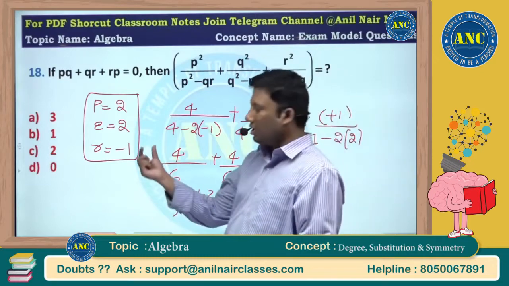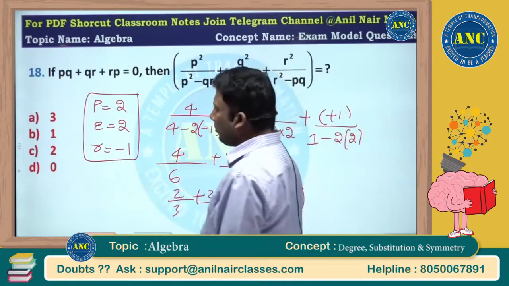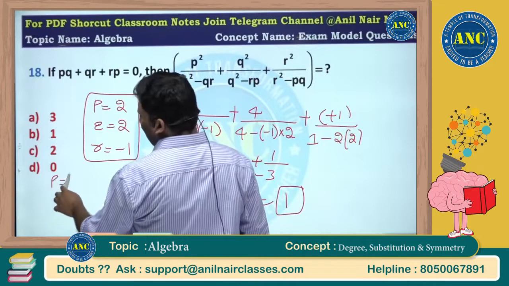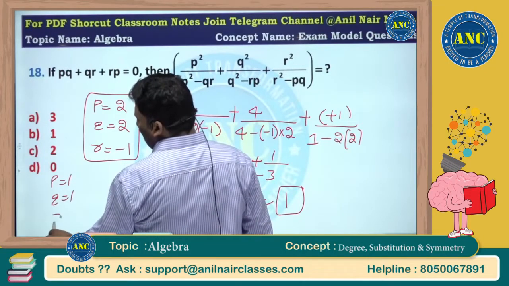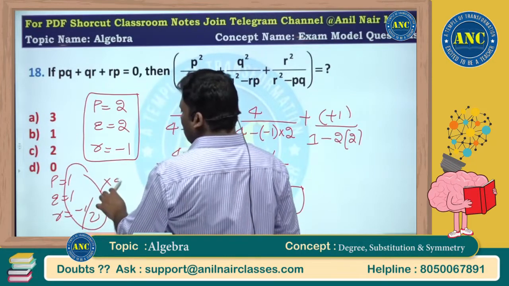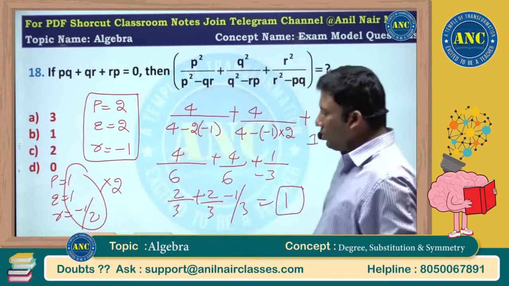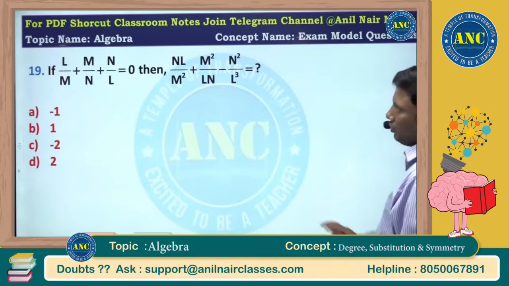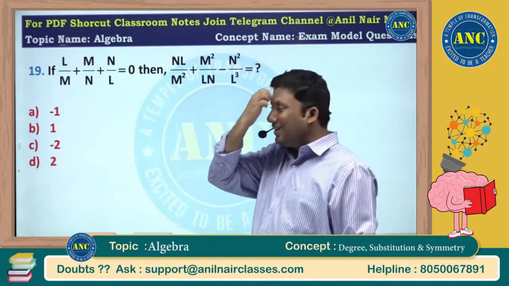Just a substitution. The only thing to be clear is that I started with p value 1, then q value 1, and r I got as minus 1 by 2. I want to work with integers, so I multiplied by 2: 2, 2, minus 1. I hope the idea is clear.